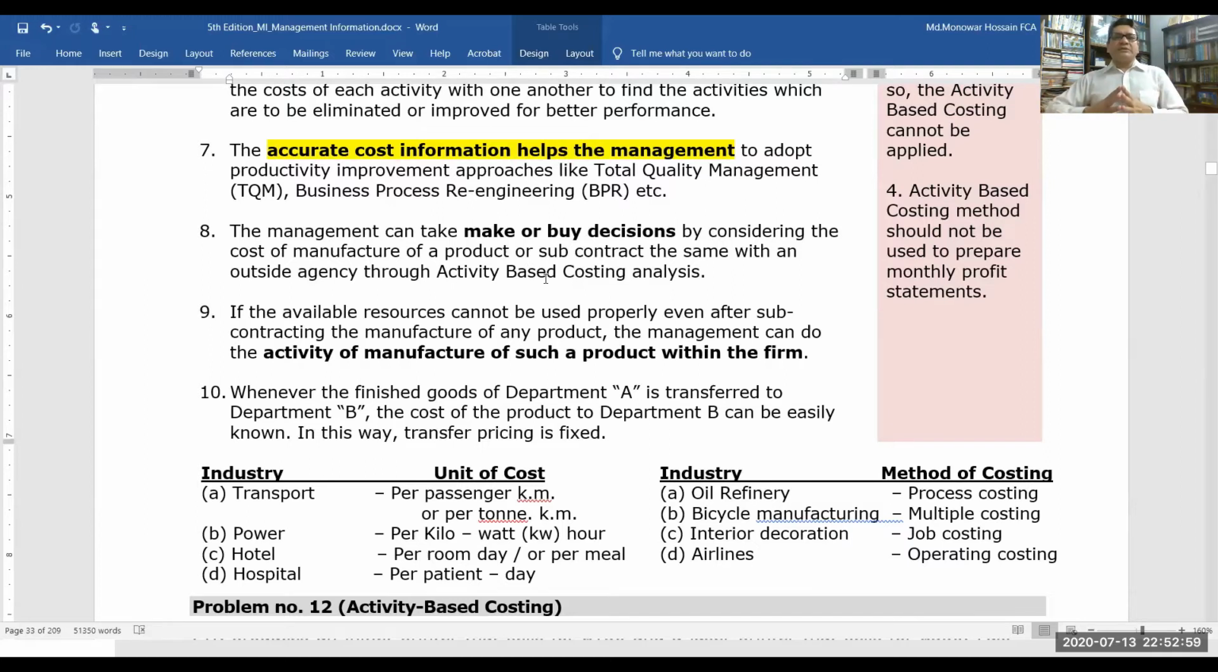The management can make make-or-buy decisions easily using this overhead allocation method, activity-based costing. If the available resources cannot be used properly even after manufacturing of any product, the management can do the activity-based manufacture of such product within the firm. So it is the main positive thing.